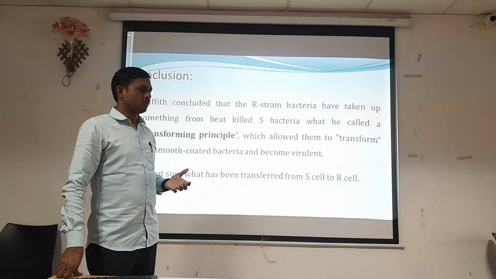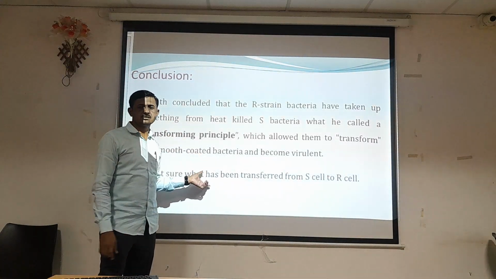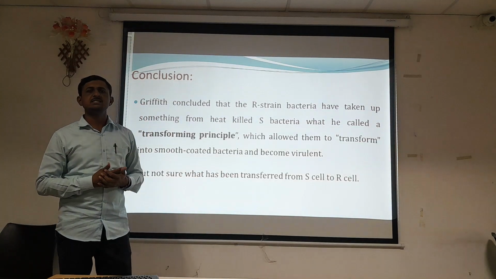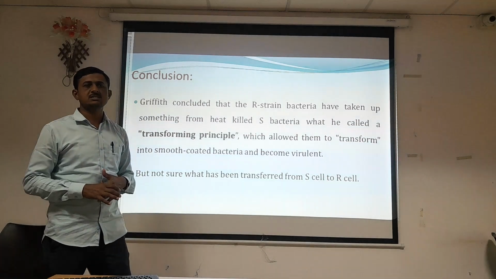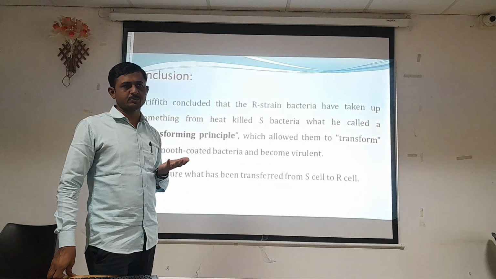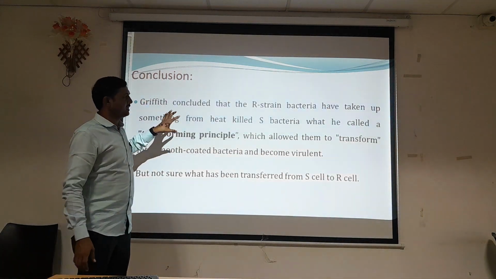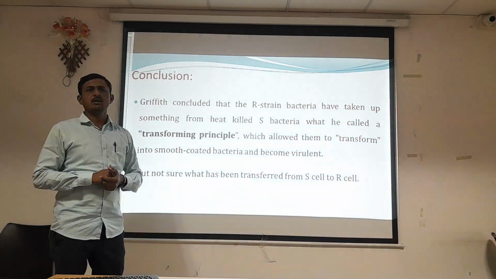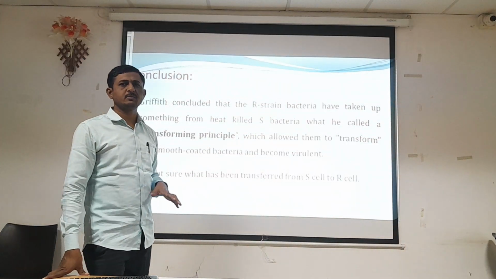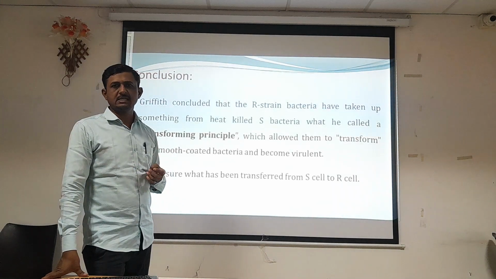was unable to give concrete evidence that the transforming principle is DNA. So it is nothing but primary evidence that something is transferred from S type of cell to R type of cell, and that's why he called that a transforming principle. So it is nothing but the first experiment of Griffith about DNA as a genetic material.